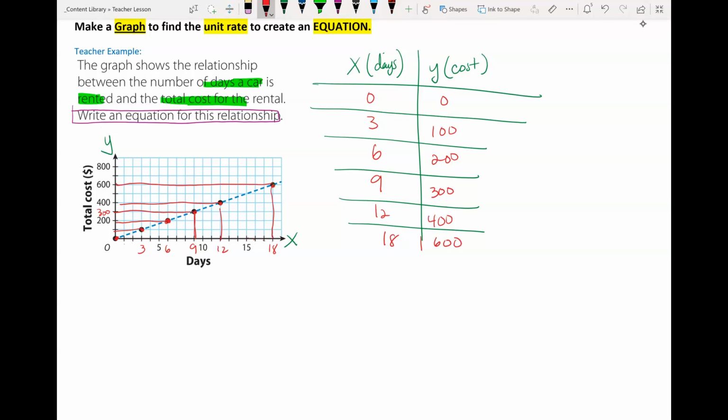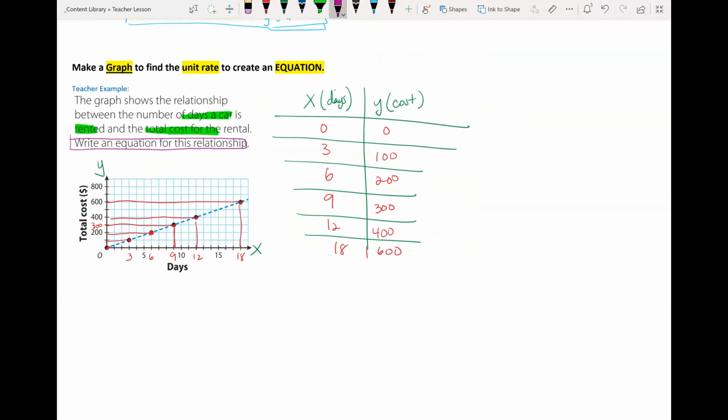Now we need to figure out the constant of proportionality or the unit rate. They're the same thing. And remember, our equation is y equals kx. And do we know what k is? Well, no, we don't. We need to figure out what k is. And remember, k is equal to y over x. And this is what you guys learned last year.